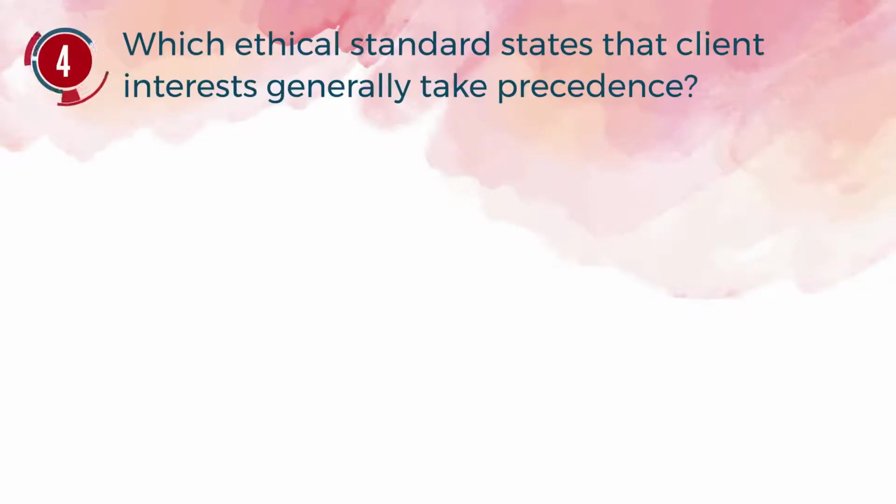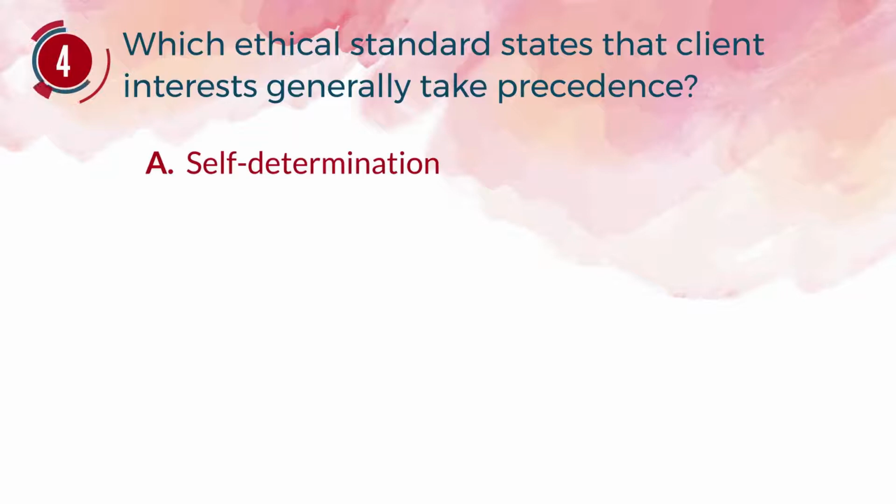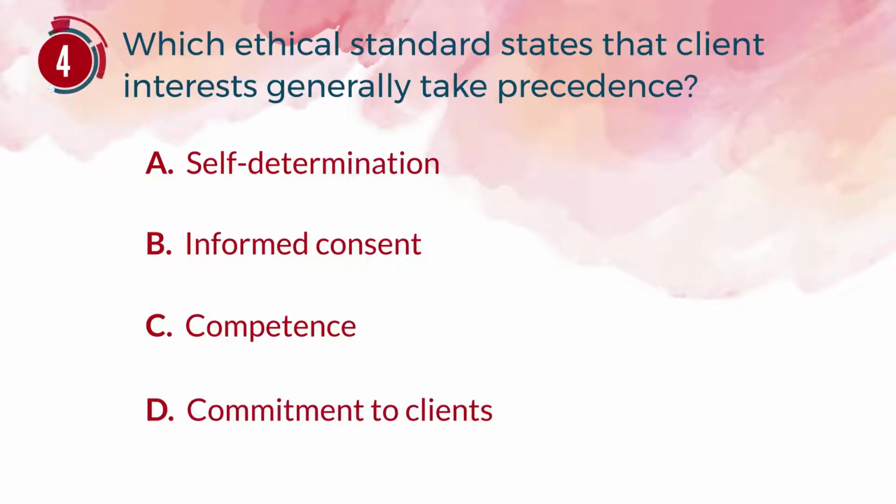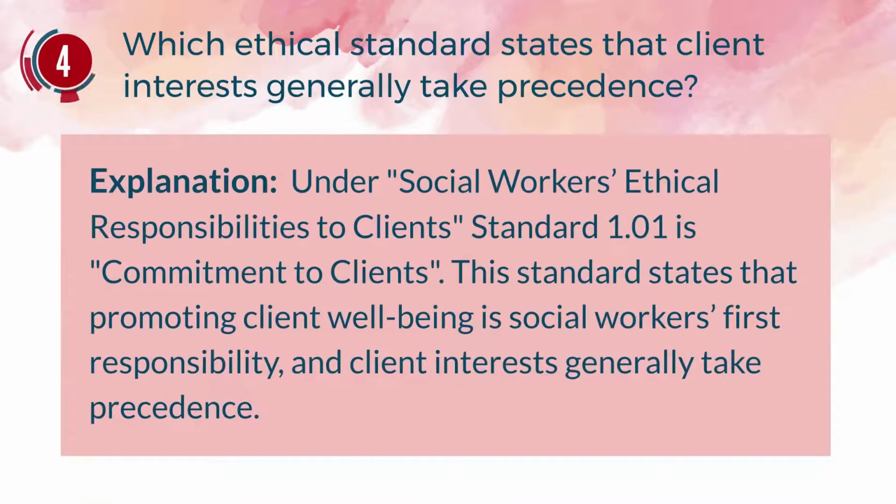Number 4. Which ethical standard states that client interests generally take precedence? A. Self-determination. B. Informed consent. C. Competence. D. Commitment to clients. The answer is D. Commitment to clients. Explanation. Under social workers' ethical responsibilities to clients, Standard 1.01 is commitment to clients. This standard states that promoting client well-being is social workers' first responsibility, and client interests generally take precedence.